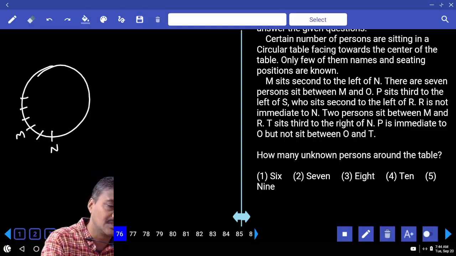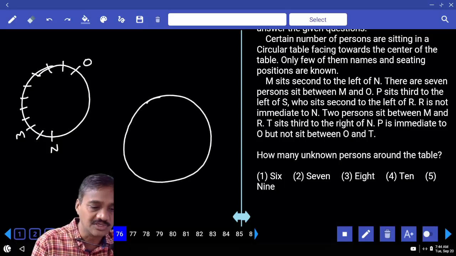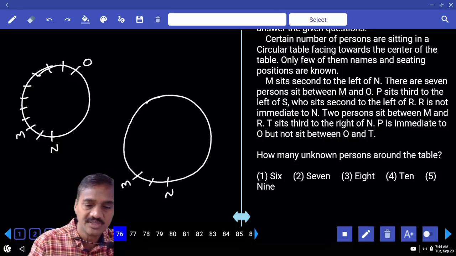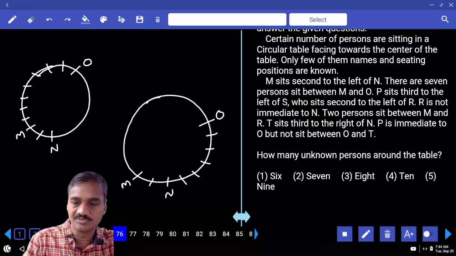1, 2, 3, 4, 5, 6, 7. O is here. That is one possible. Now in the second possibility, N is at this place. There is one person between N and M. M sits second to the left of N. And there are 7 persons between M and O.